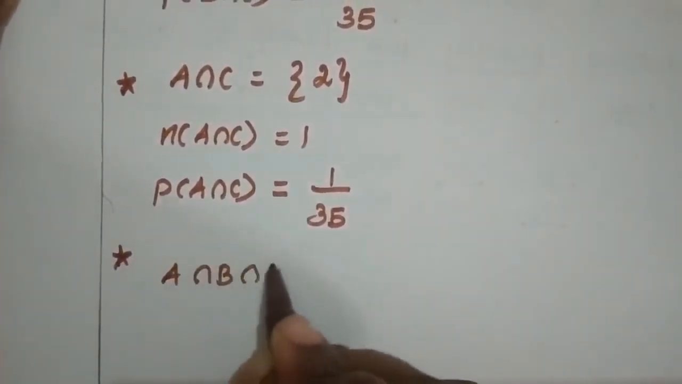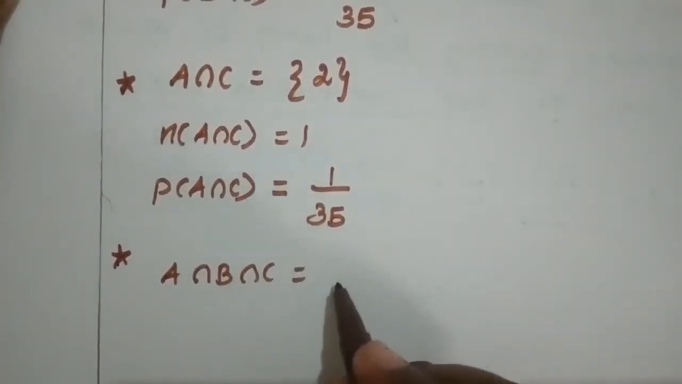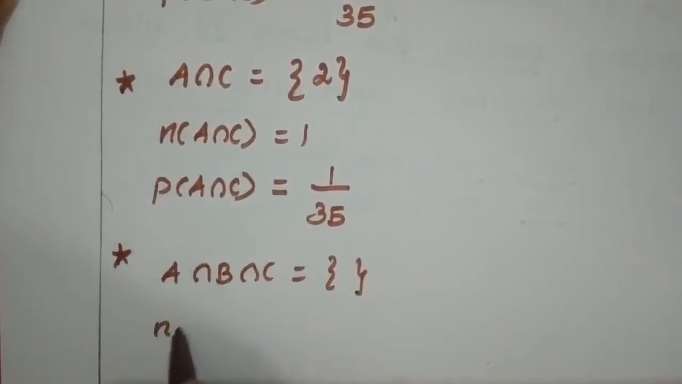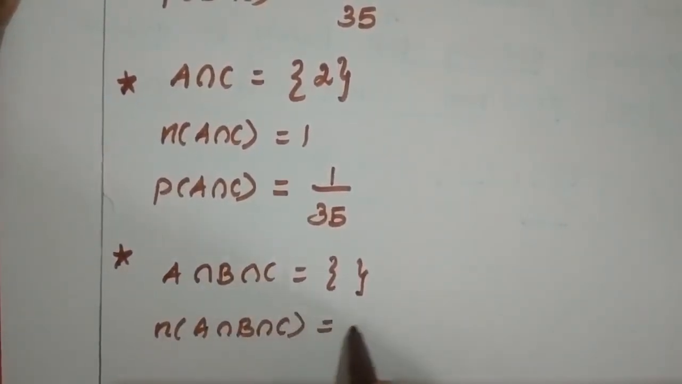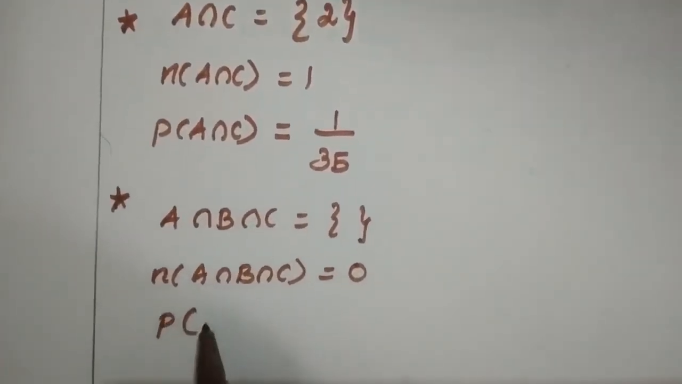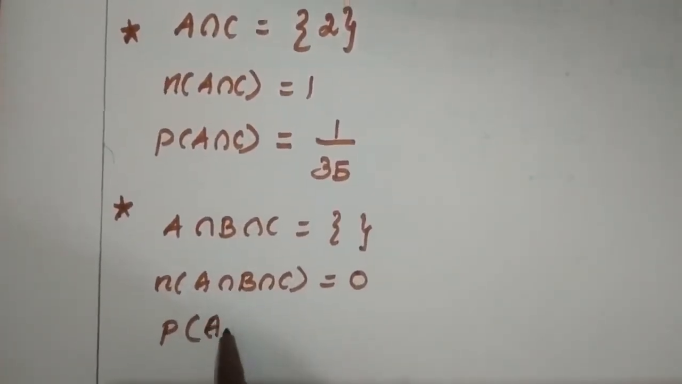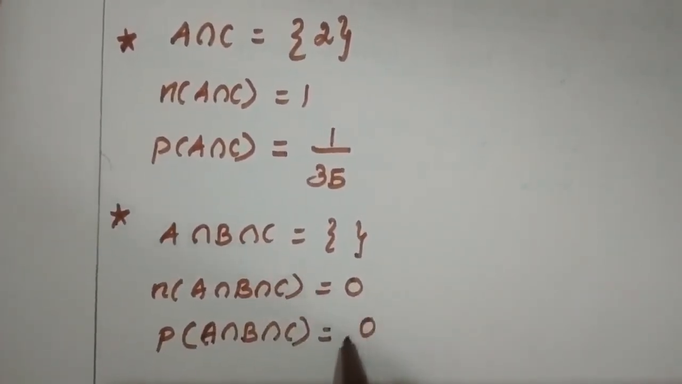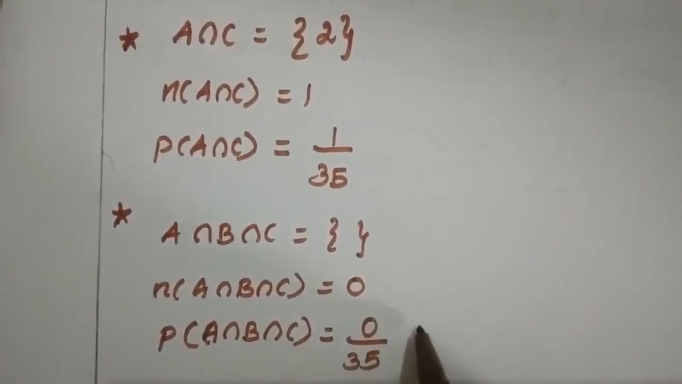In the last step, we have to find the sample points that are common between A, B and C. Is there any sample points common between A and B? No. So from this, n of A intersection B intersection C is equal to 0, as there is no common sample point. So let us find its probability value. P of A intersection B intersection C is equal to 0 divided by 35, which is equal to 0.